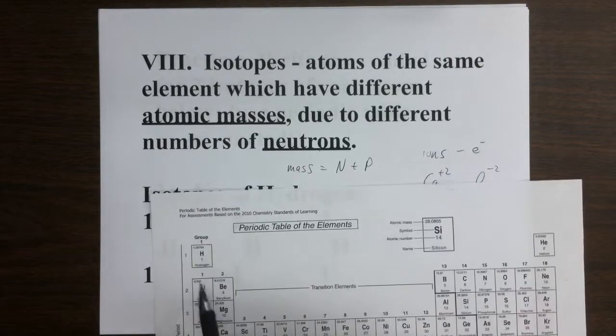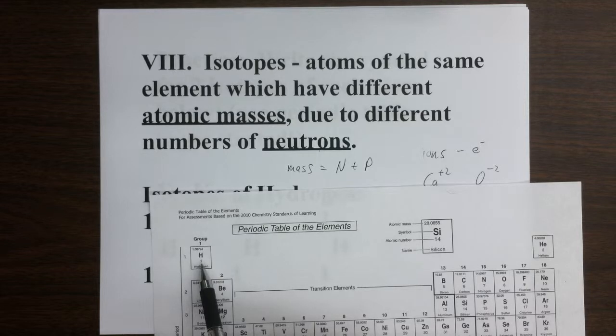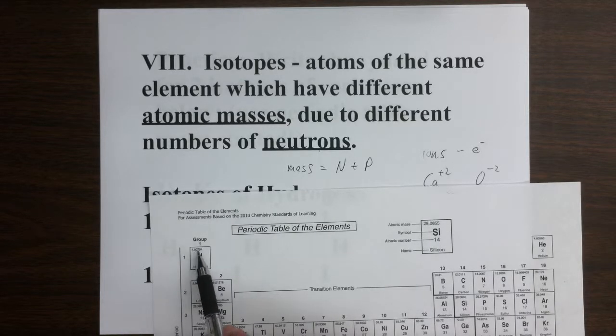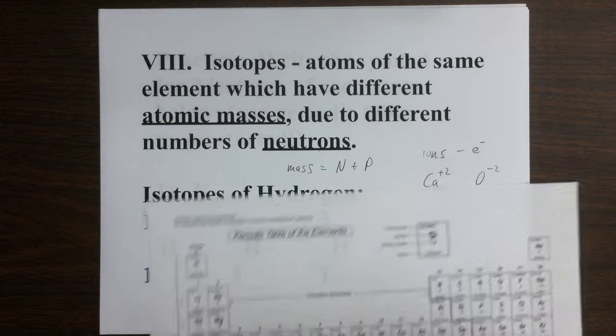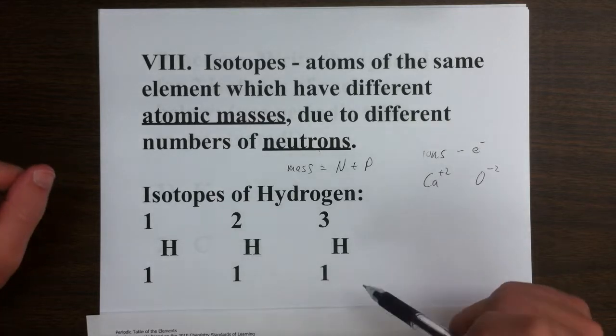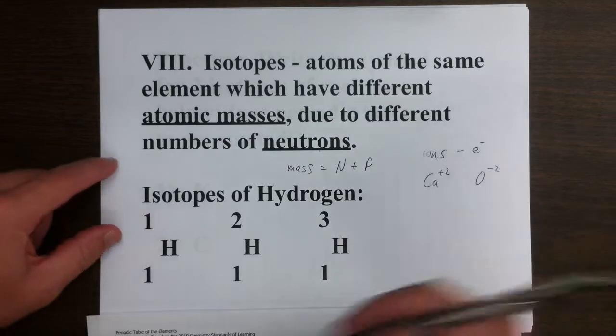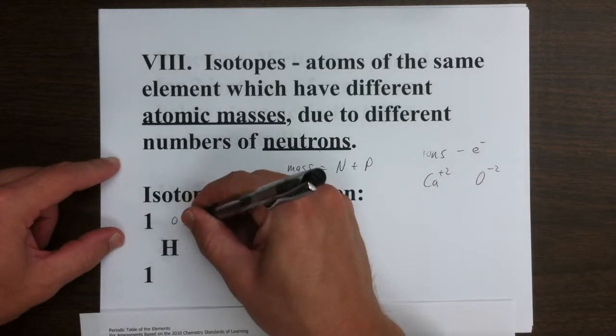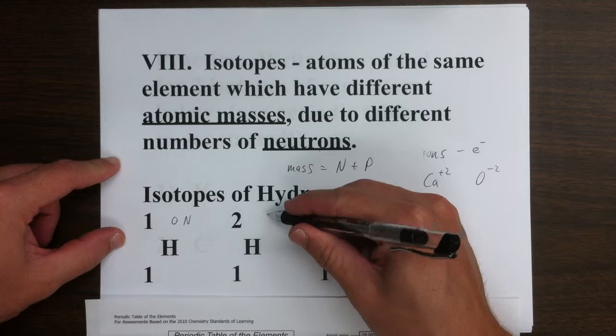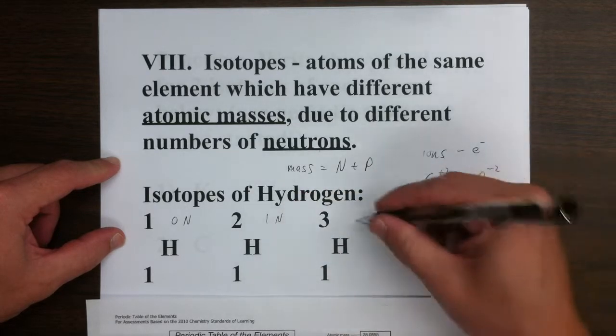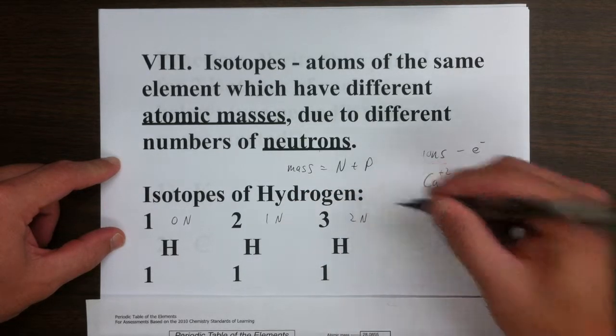If you look at your periodic table, hydrogen is atomic number 1, meaning that it has 1 proton. If you look at the mass, it's slightly over 1, which means that on average, a normal atom of hydrogen has 0 neutrons. That 1 proton accounts for all of its mass. However, there are different isotopes of hydrogen that have a mass of 2 or a mass of 3. So in this case, we have 0 neutrons. Here we have 1 neutron, and here we have 2 neutrons.